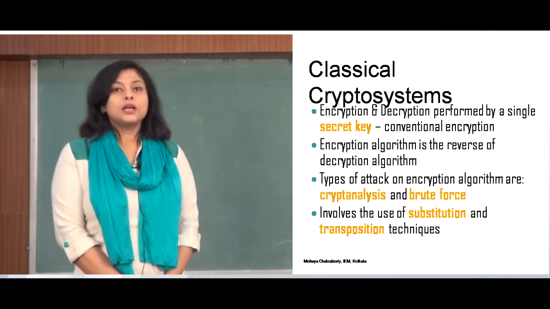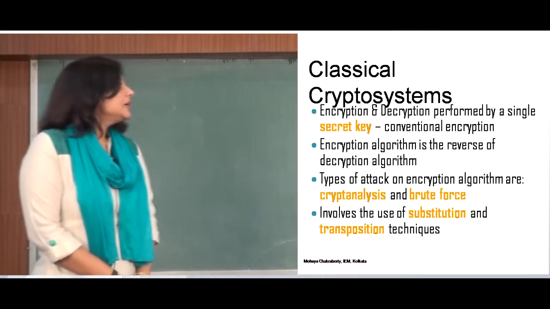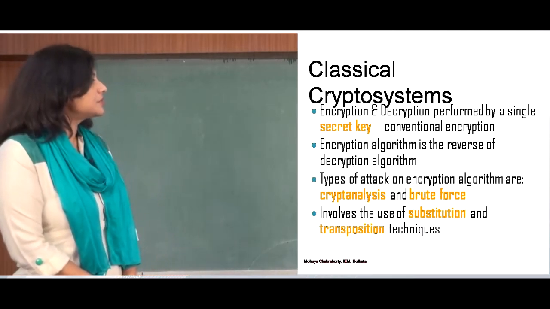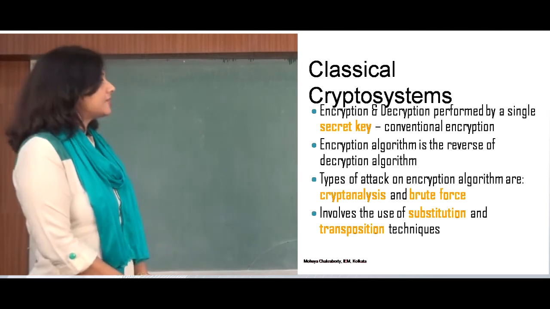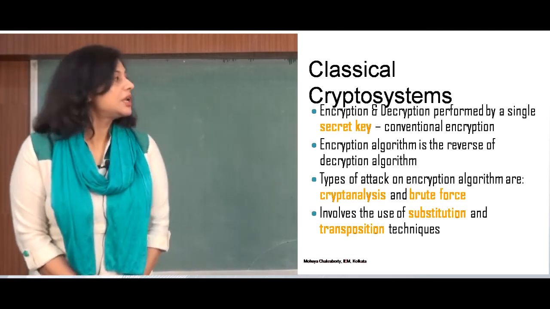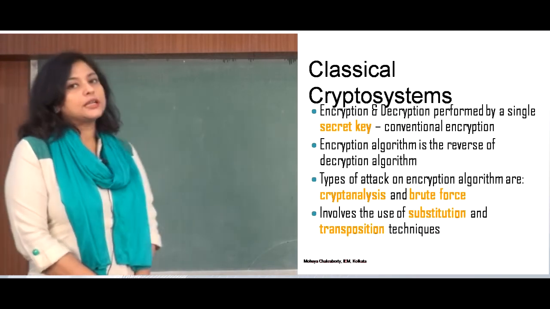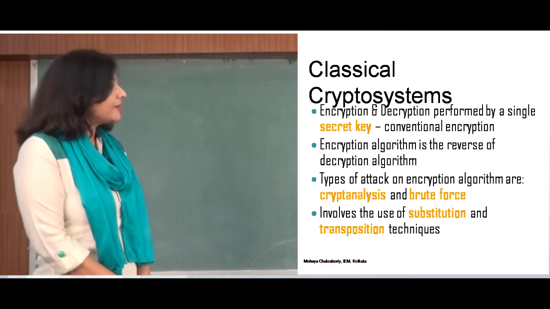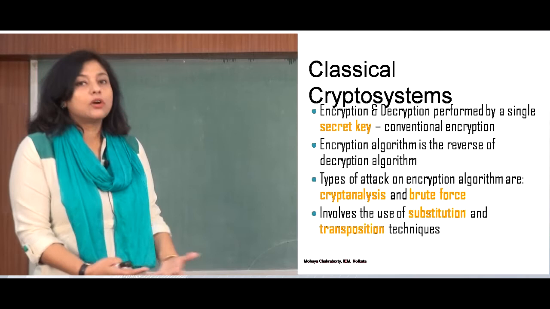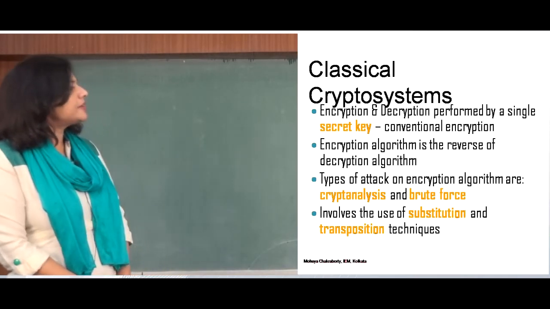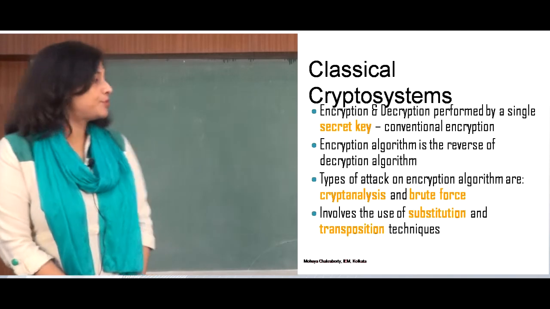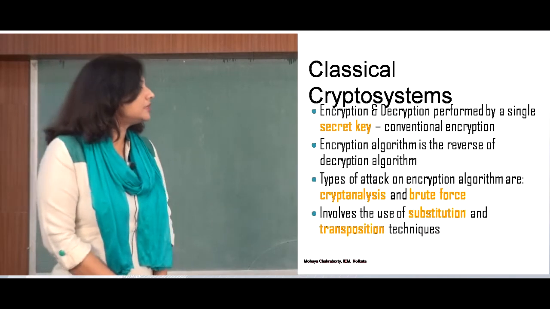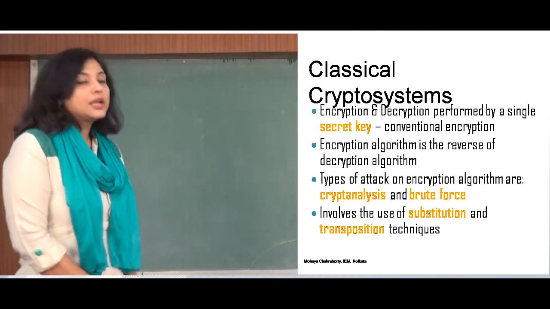Now let us go over to the classical crypto system. Basically, classical crypto system consists of the encryption and decryption algorithms which are performed by a single secret key, which is called the conventional encryption. Now this encryption algorithm is just the reverse of the decryption algorithm. And the types of attack on encryption algorithm are cryptanalysis and brute force. It basically involves two types of techniques. One is called the substitution technique and the other one is called the transposition technique.